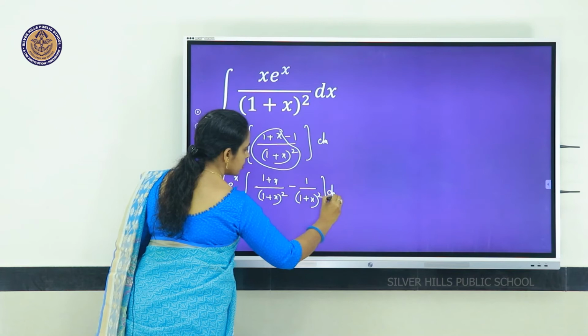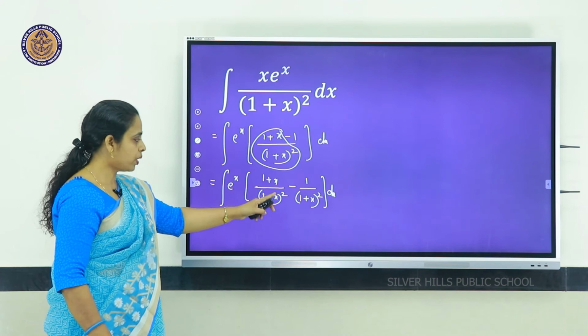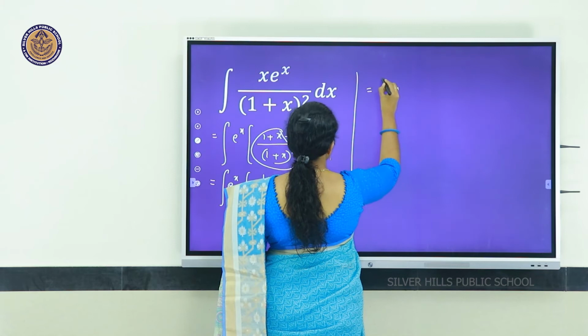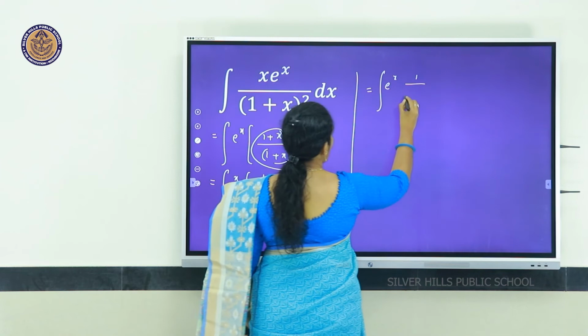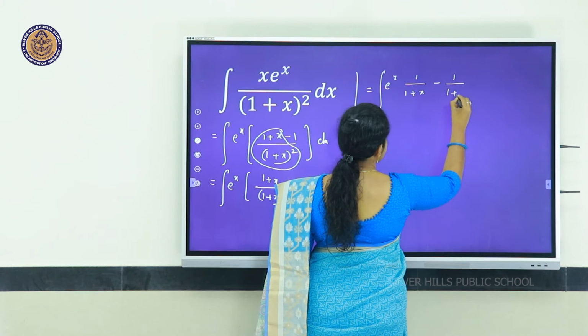Here 1 plus x and 1 plus x whole square, one term will get cancelled. We will get equal to integral e raised to x into 1 by 1 plus x minus 1 by 1 plus x whole square dx.